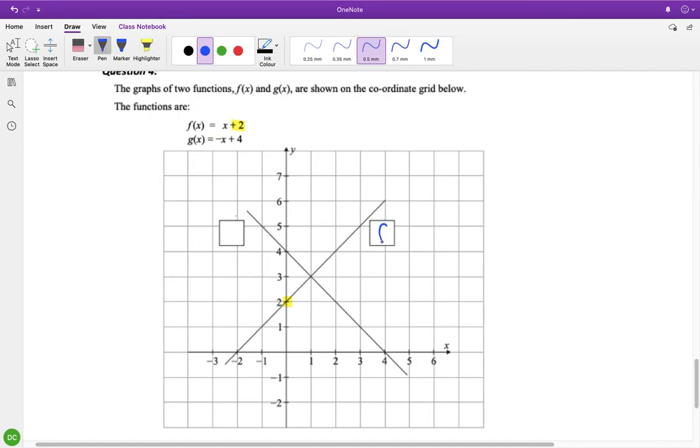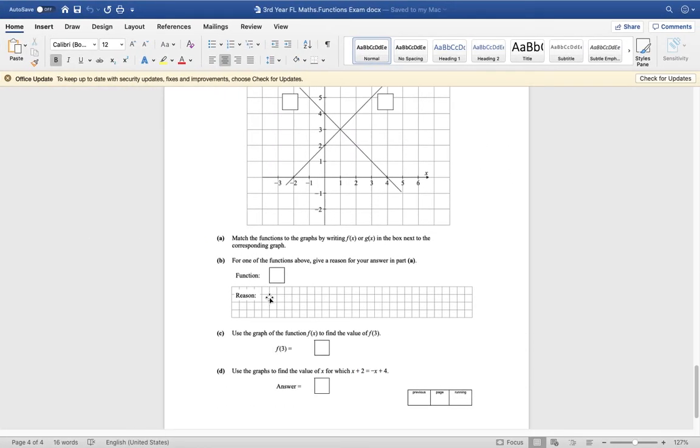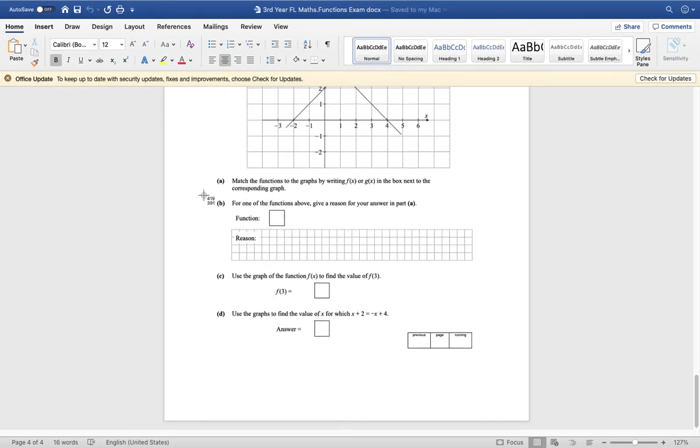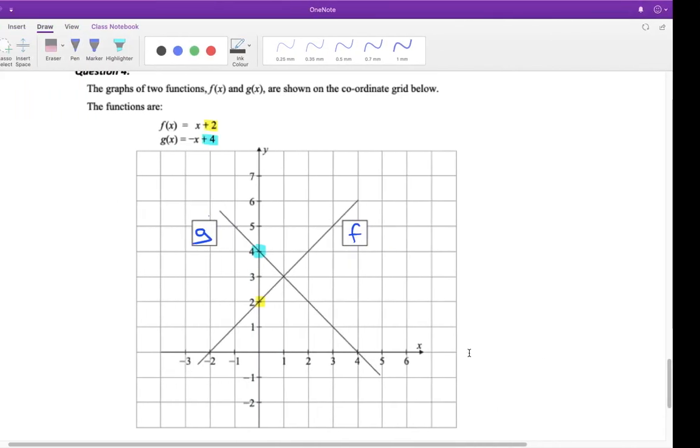So this is your f graph. And if we apply the same thing here, look, there's your plus 4, and this one goes through plus 4. So that's your g graph. Okay, I'll just grab the rest of the questions here.